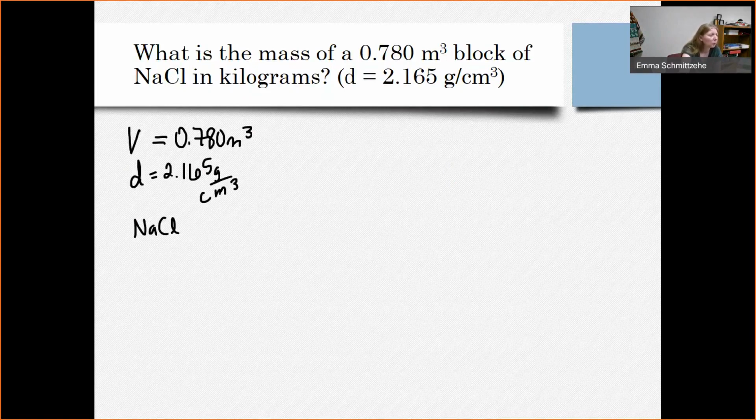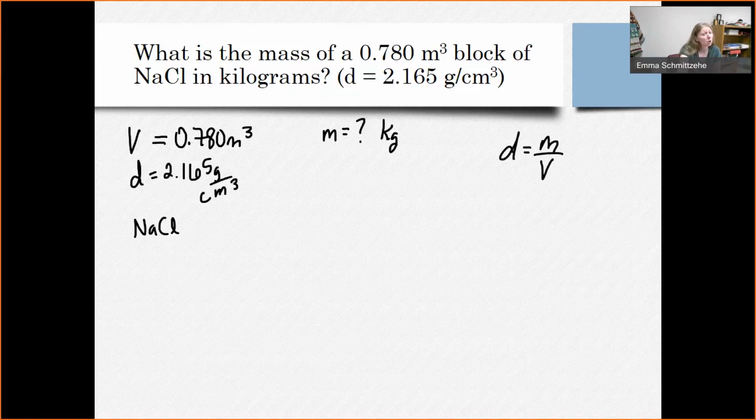And then what am I looking for? Well, I'm looking for the mass, right? And I specifically want that mass in kilograms. I have mass, that's what I'm looking for. I have volume and density. And so if I think about how those things are linked, well, there is an equation: density equals mass over volume. I can use that.